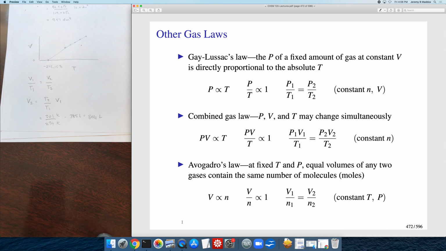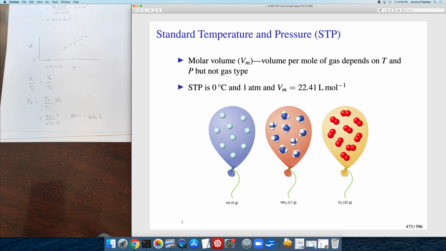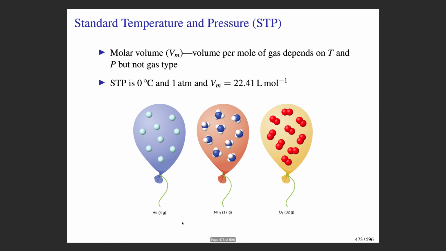Well, here I just have a list of the other gas laws. Okay, we've already looked at their equations on the first slide in this video. And so let's just see what we have next here. Okay, I think I have one or two more concepts before we do some more problems. The term standard temperature and pressure is often used in gas law problems. Note that it's not the same thing as the standard state that we talked about in thermochemistry. It's a different idea.